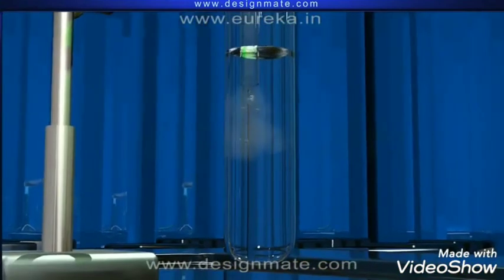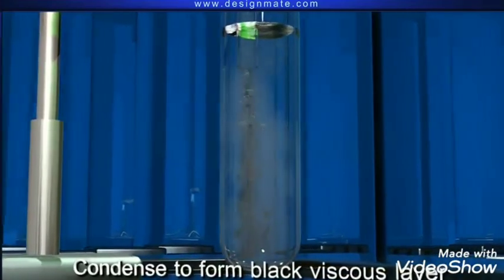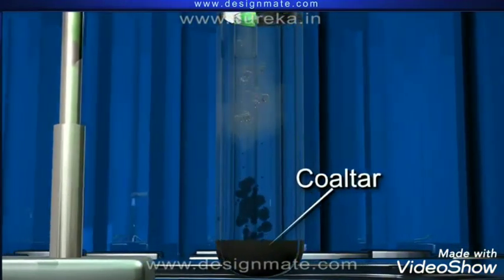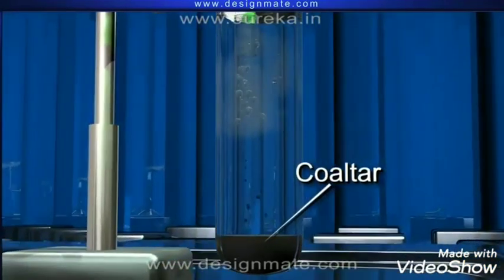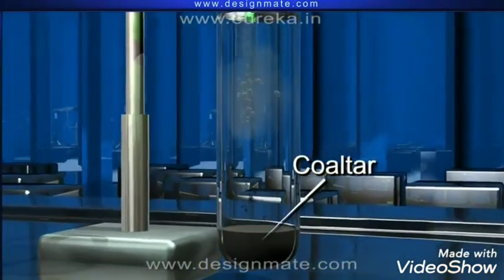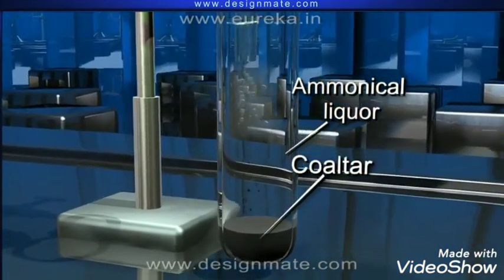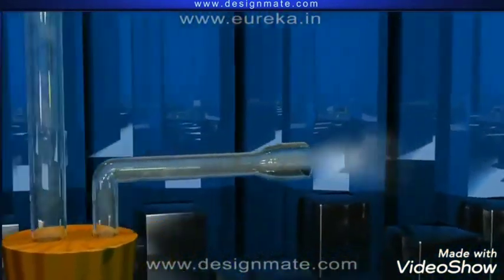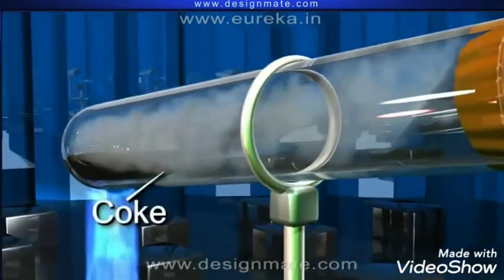After some time, few of these vapors condense to form a black viscous layer below the water level. This is called coal tar. While some other vapors get dissolved in water to form a colorless layer above the coal tar layer. This colorless layer is called ammoniacal liquor, as it mostly contains dissolved ammonia. Lastly, the unreacted vapors are released through the outlet of this tube, called coal gas, which is combustible. The material left behind in the horizontal tube is called coke.